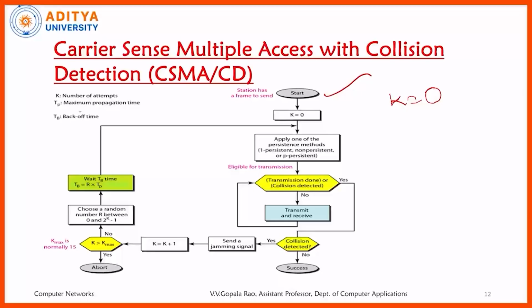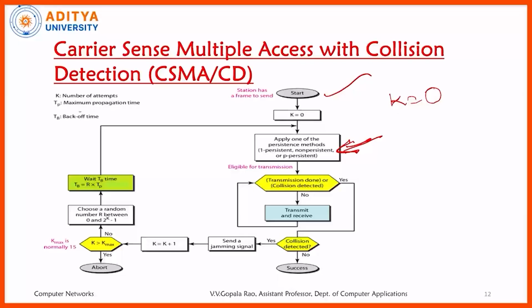That means you know about one persistence, non-persistence and p persistence. Whichever method you follow, you are going to sense the channel. That is the concept of using the persistence methods to sense the channel. After that, transmission will be done. Here we are sensing the channel, and transmission is done, or collision detected. This can be known after sensing the channel, but because of the acknowledgement and other steps we follow, you can say whether the collision has occurred or not in this particular scenario.